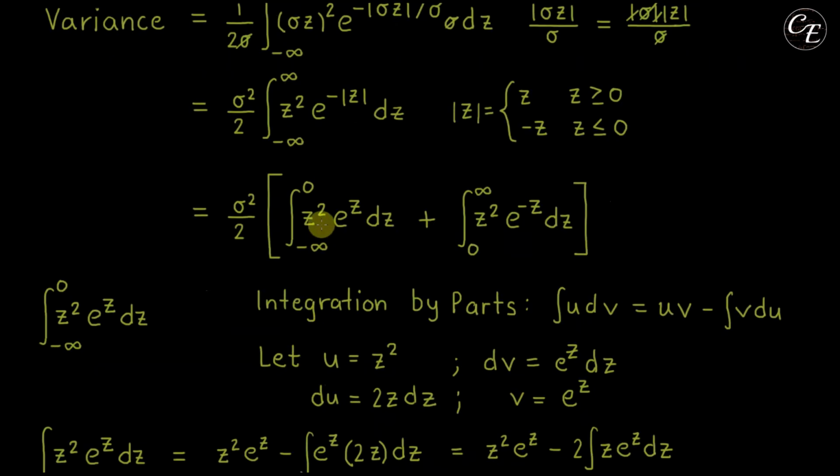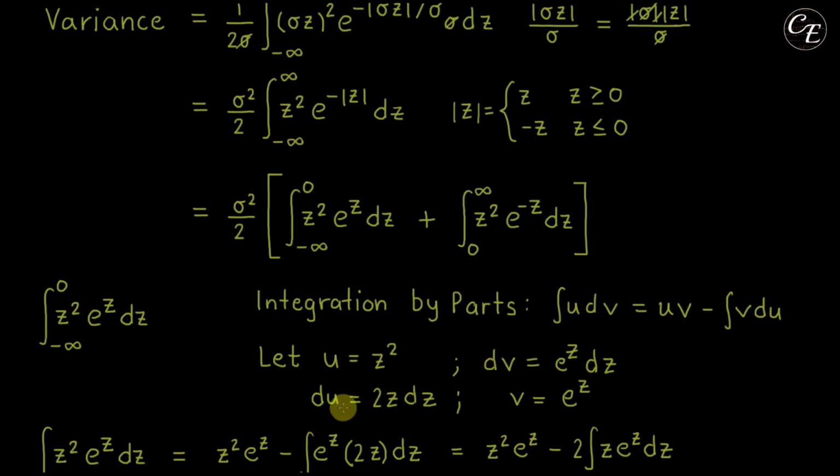Now let us evaluate this integral expression first, which is this one. We can use integration by parts to integrate this one. So we have this formula, integral of u dv is equal to uv minus integral of v du. If we let u be z squared, then dv will be the rest of the terms, which is e raised to z dz.